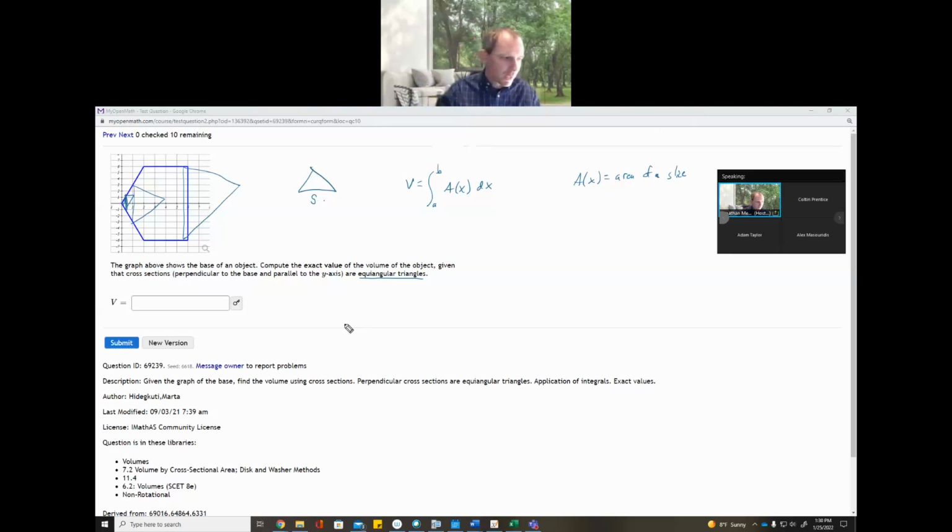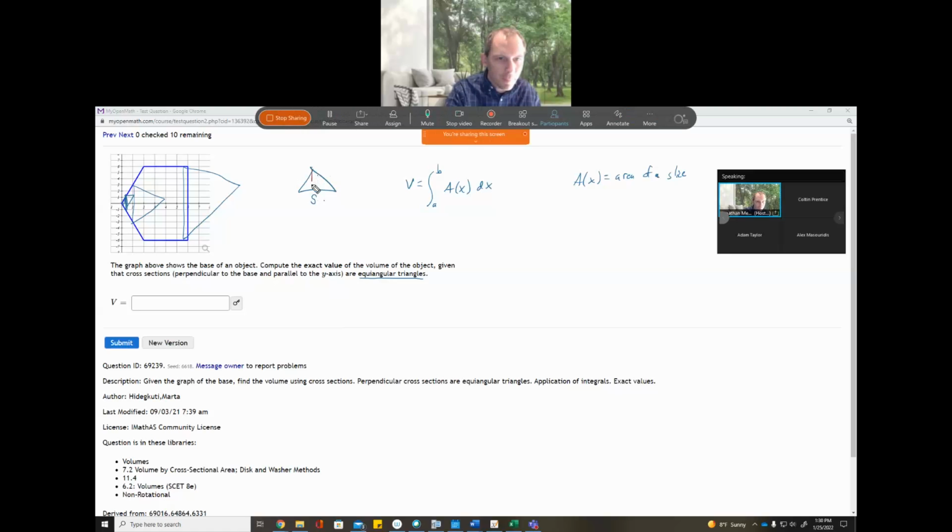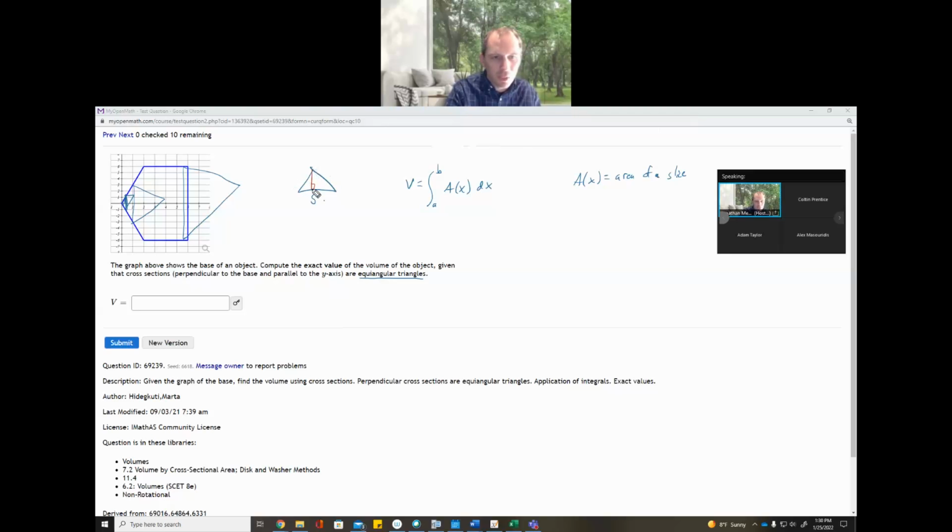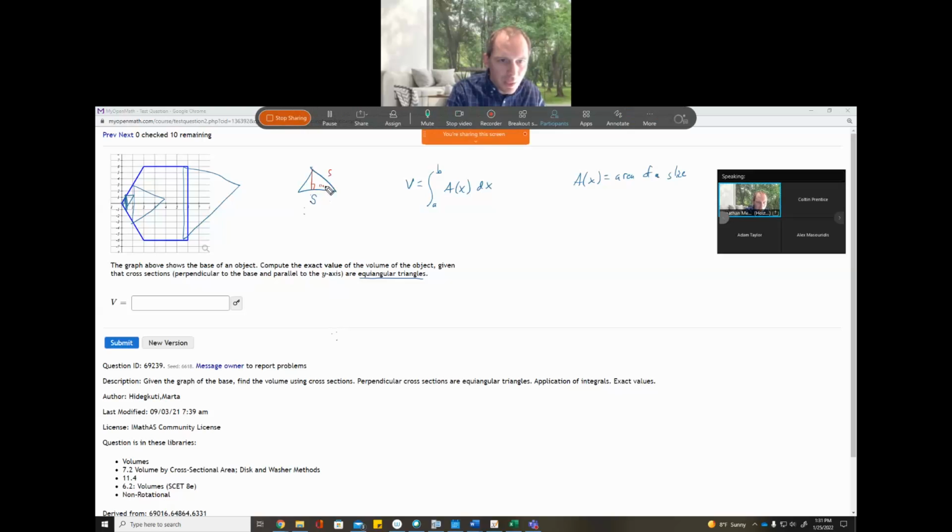It's probably easiest just to look up the area of an equilateral triangle. If you want to be real mathy and say, how do you find the area of an equilateral triangle? You could always just break it up. Now it's equilateral, so these left and right sides should be exactly the same. So then this would be S, and this would be half of S.